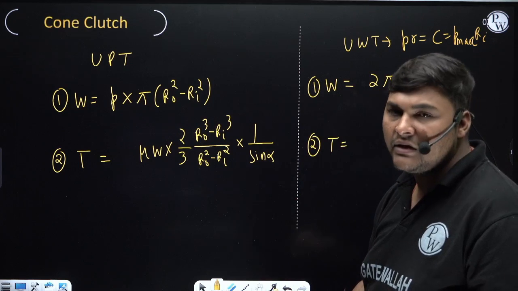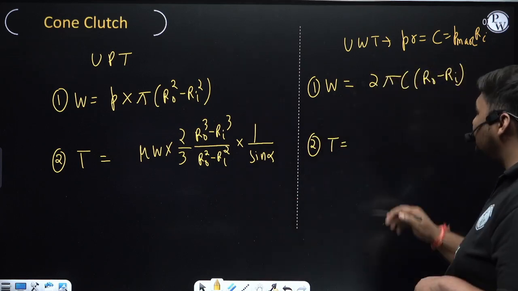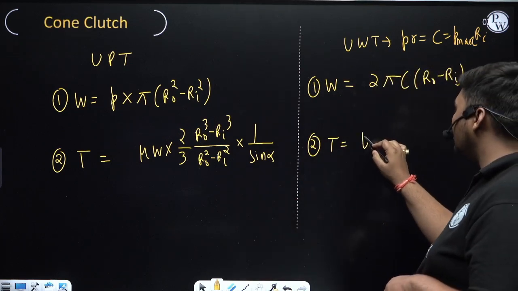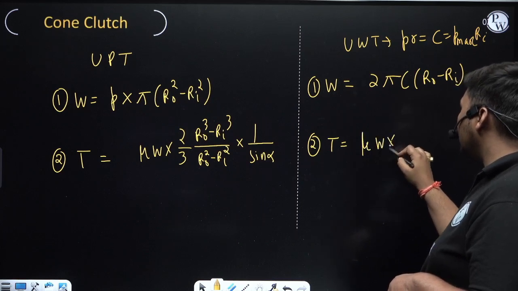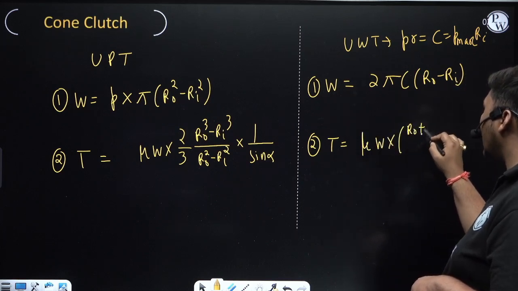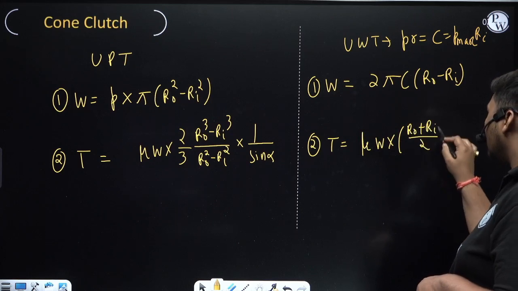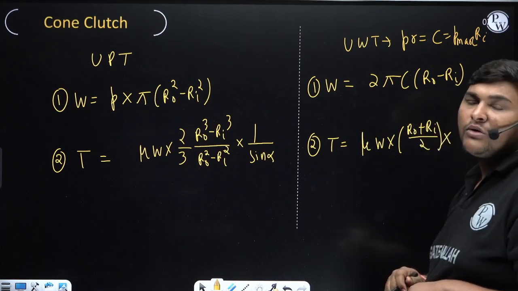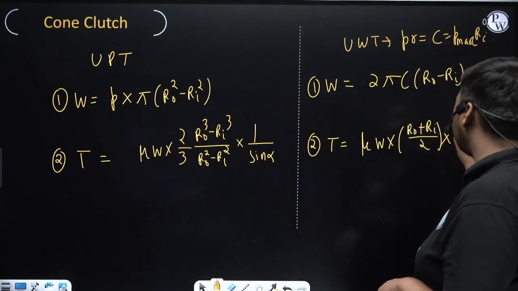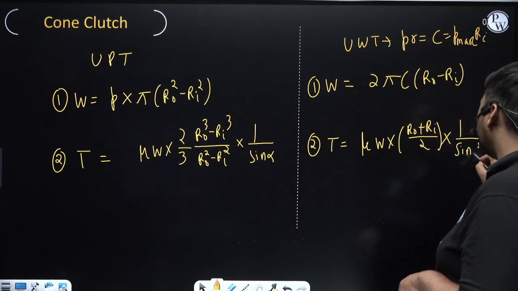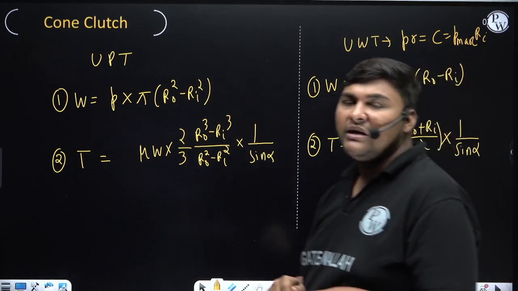1 upon sin alpha. Now by uniform wear theory, the expression of torque transmitted for plate clutch is mu W into mean radius. By uniform wear theory, mean radius is R0 plus Ri divided by 2. Now to find the expression of torque transmitted by cone clutch, we will multiply this term by 1 upon sin alpha. So this is the general conclusion for cone clutch.